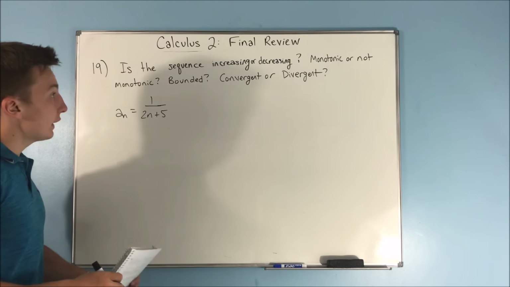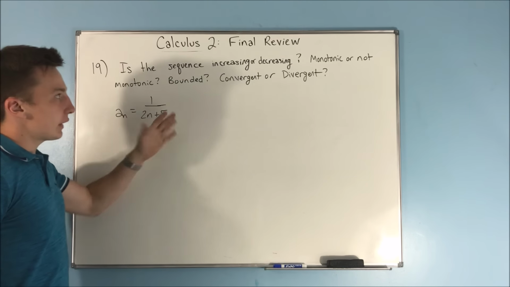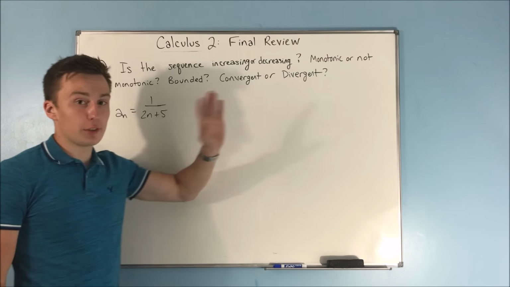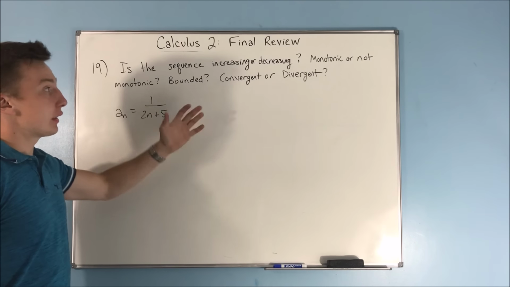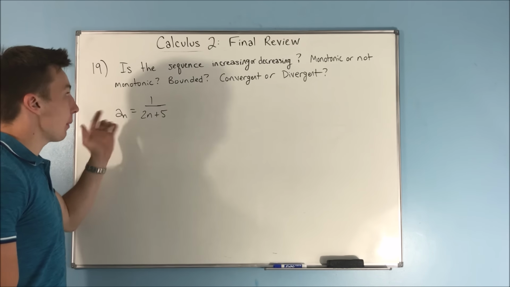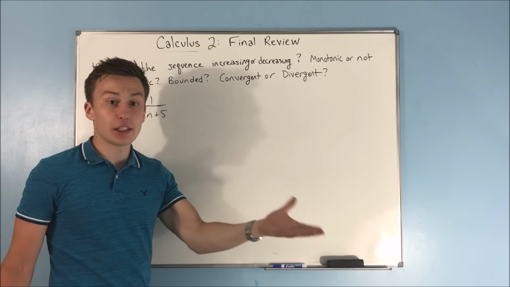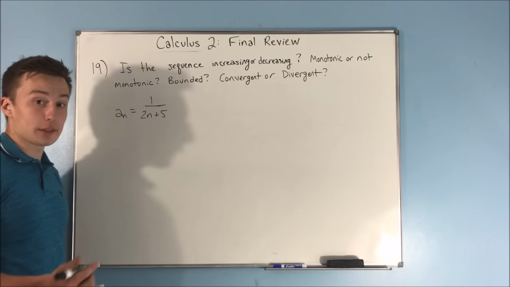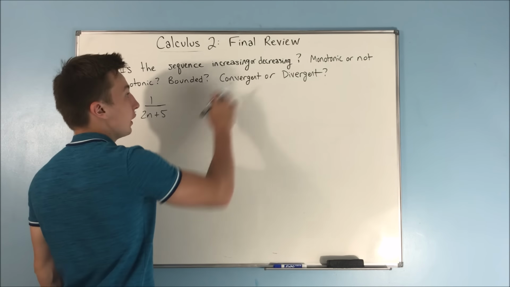Alright, so if you were to get any kind of problem with sequences here, this is kind of what I would expect you to see, okay? It would be testing your knowledge on everything about sequences. So, is the sequence increasing or decreasing? Is it monotonic or not monotonic? Is it bounded? Is it convergent or divergent? Basically, it's just going to ask you everything about this sequence, and our sequence here is 1 over 2n plus 5. So let's answer the first question. Is it increasing or decreasing?